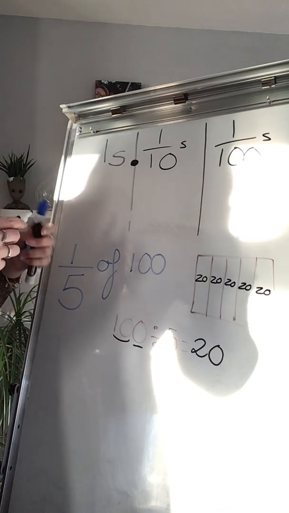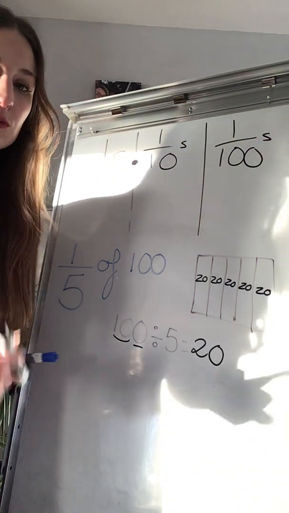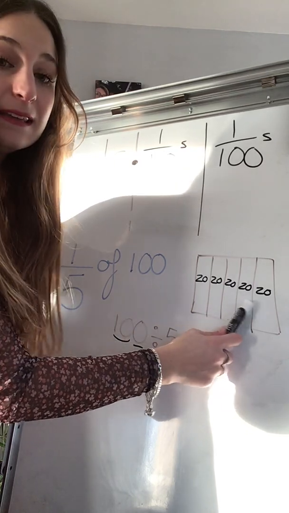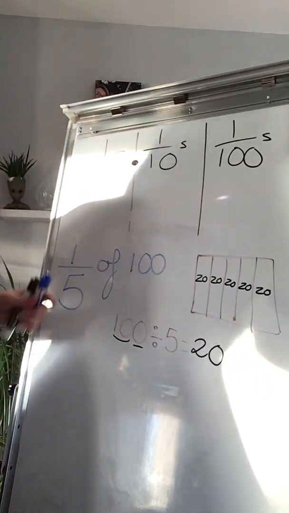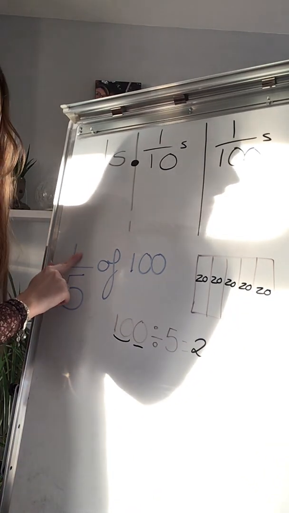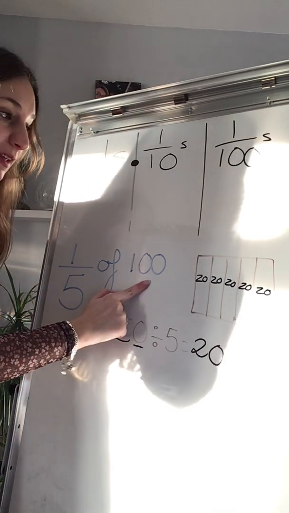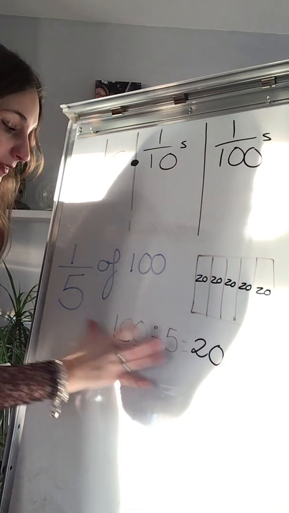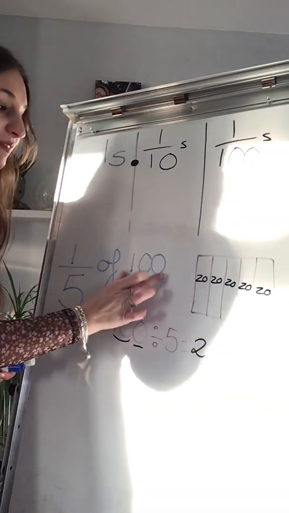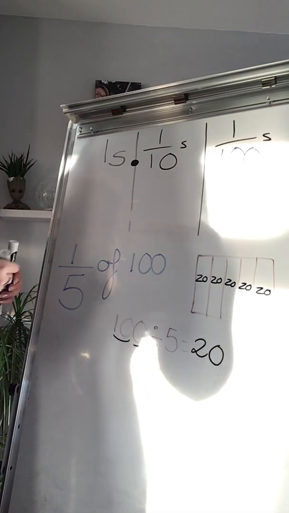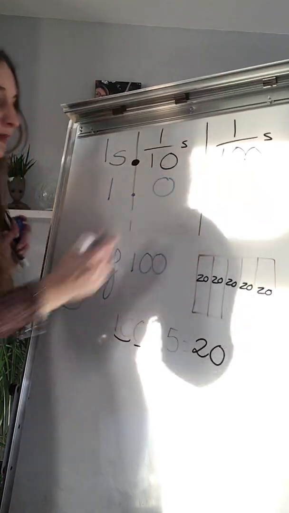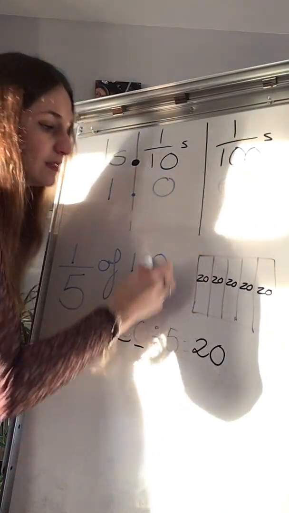Shall we try to see if it's like that? Ready? Count with me in 20s. 20, 40, 60, 80, 100. So if I am getting 1/5 of 100, and I divide my 100 into 5 equal parts, I'm getting 20. If that 100 is 1, this is one piece of cake.